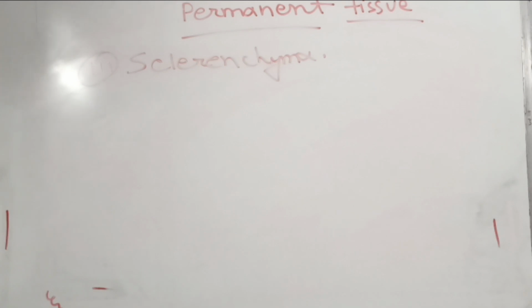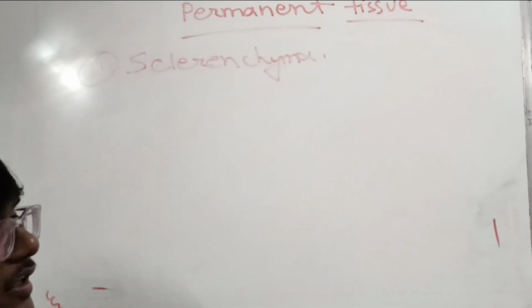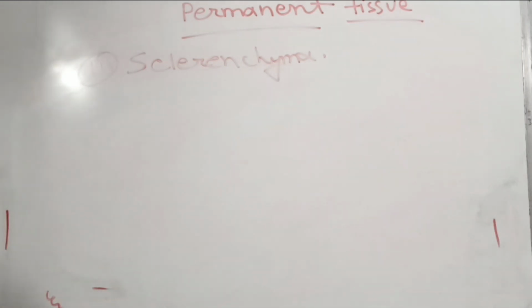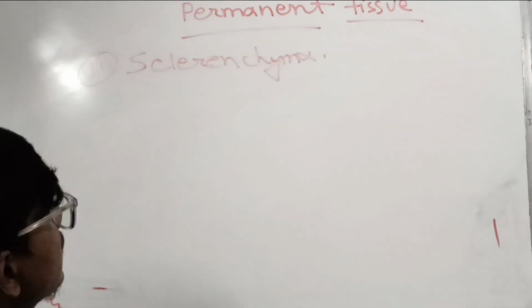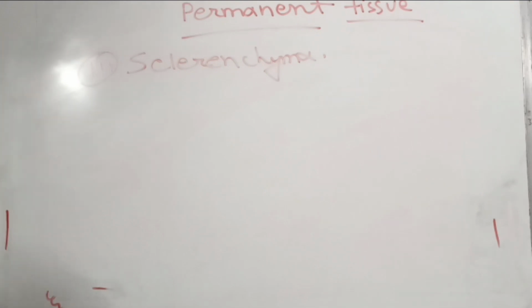You have seen the coconut, like it is very hard in nature. That part is because of this sclerenchyma. Inside the coconut, you can see it has a fibrous thing. That is because of the sclerenchyma. That example you can take.